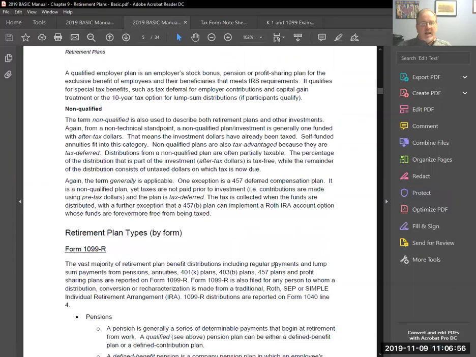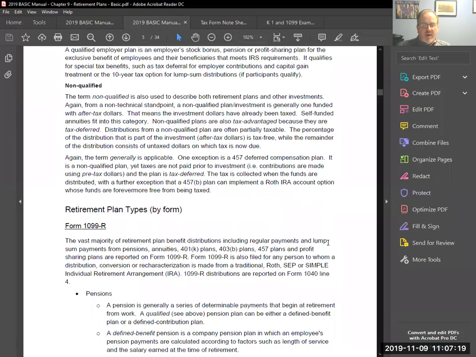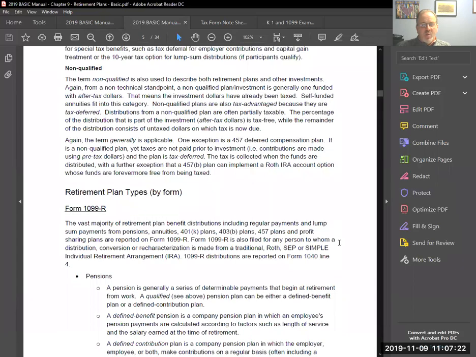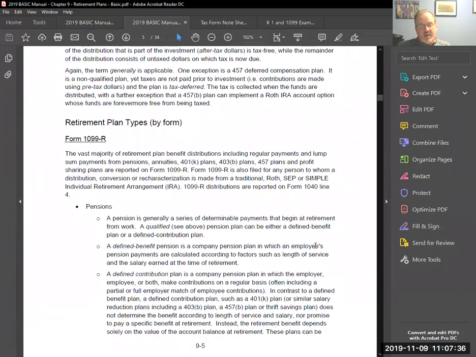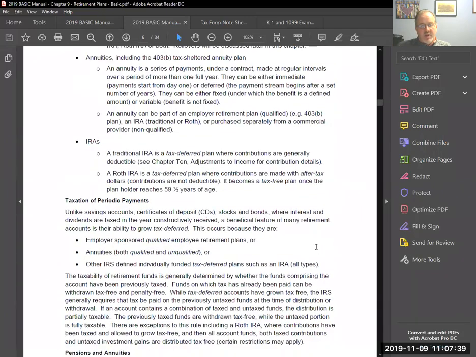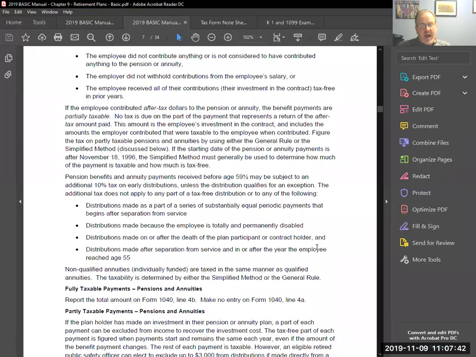Non-qualified, again from a non-technical standpoint, is a plan investment generally funded with after-tax dollars. Most often you hear about a Roth, because with a Roth the money's taxed on the way in and tax-free on the way out, so it's non-qualified. Now, for most of what we get, pensions, annuities, 401ks, when we take distributions or do a rollover or some other transaction having to do with our retirement plan, we're going to get a 1099-R, R for retirement. You're going to see a 1099-R that talks about all the different things that could happen to that money.